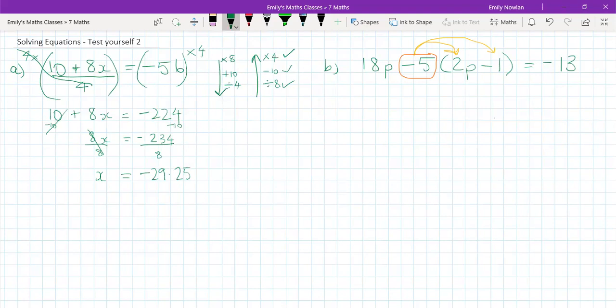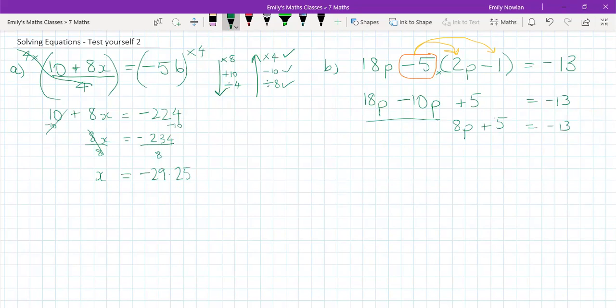So let's go. Now that 18p has got nothing to do with the brackets, so we're just going to leave it sitting there. Now this is minus 5, remember there's a times there. It's minus 5 times 2p, which is minus 10p. Now, minus 5 times minus 1 is plus 5 equals minus 13. So we need to bring together like terms if we can, which we can because these are like terms. So 18p minus 10p is 8p plus 5 equals minus 13.